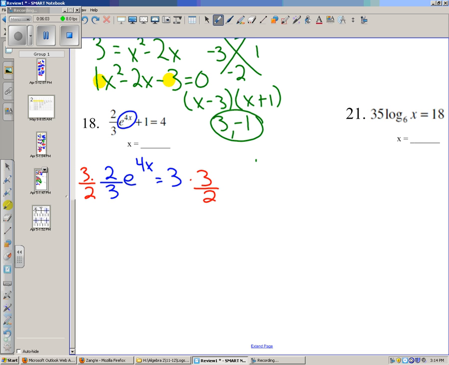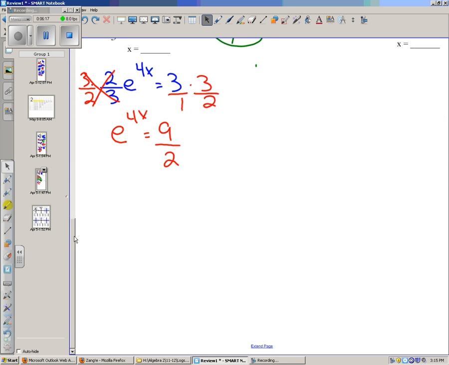Again, I'm just going to leave this as a fraction. The left side is now just the base with the exponent. And I'm going to leave the right side as 9 over 2. And now I'm ready to loop. And since it's an exponent, it's going to loop into a log. So the base of the exponent is the base of the log. So it's going to go e to the 9 half equals 4x.